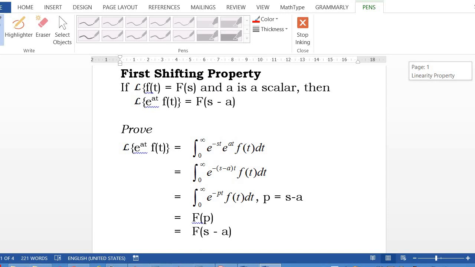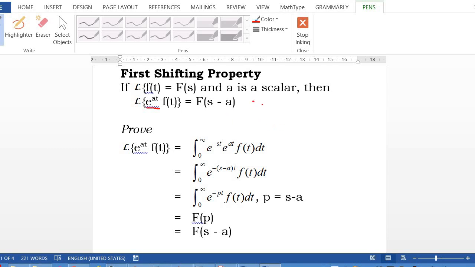The second property is the first shift property, which says that if the Laplace transform for f(t) is F(s), and a is a scalar, then the Laplace transform for exponent at times f(t) will be equal to F(s minus a). Notice that you have the product form of f(t) multiplied with exponent at. Using the first shift property, the result is F(s minus a).